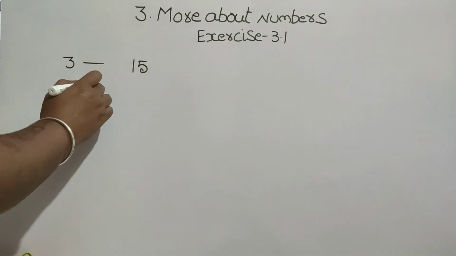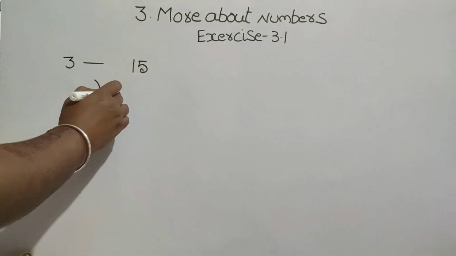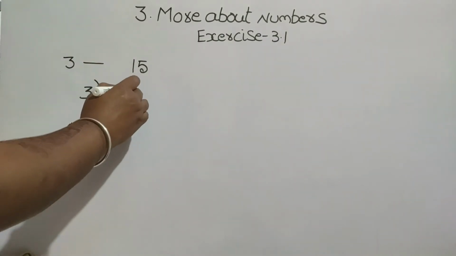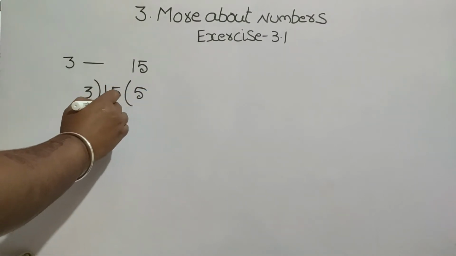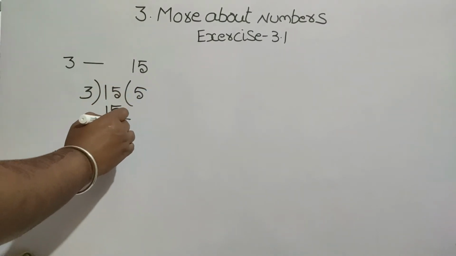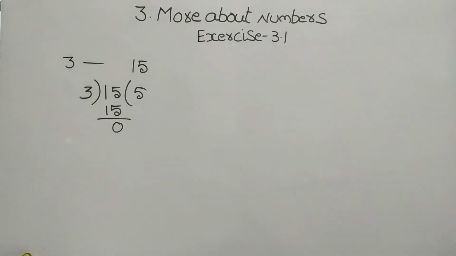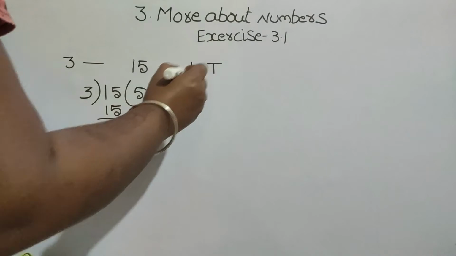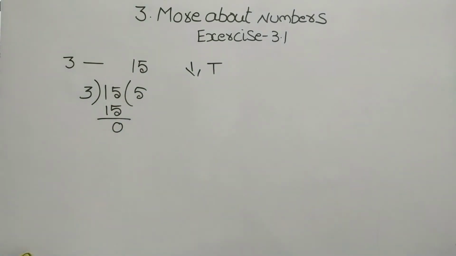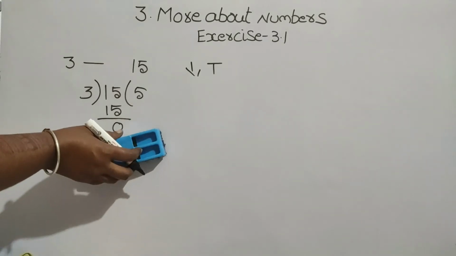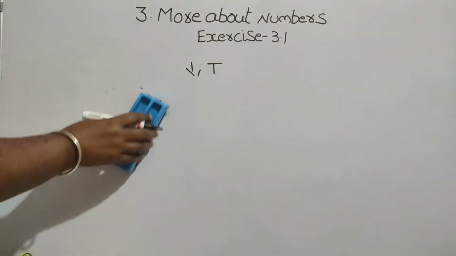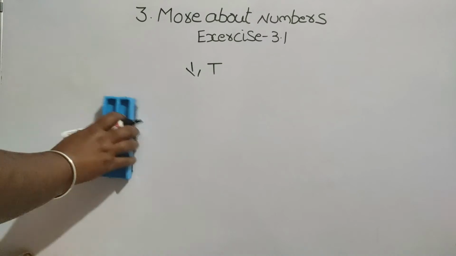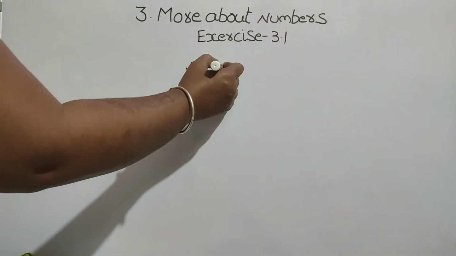If I am dividing 15 by 3, 5 3s are 15. So the remainder is 0. That means the statement is true. First one is true. When a number is divided by its factor, no remainder is left. Yes, there is no remainder. Remainder is 0. So the first statement is true.